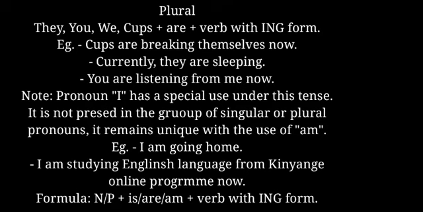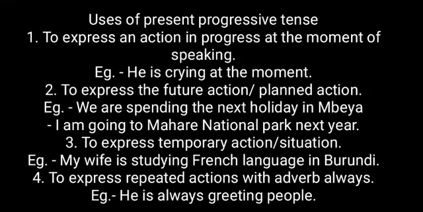Formula. We take a noun or pronoun plus is in a singular form, are in a plural form, or am with I, plus the verb with the ing form. Now you must follow this formula. Observe your sentence, and if it has the same formula, it is the present continuous tense.